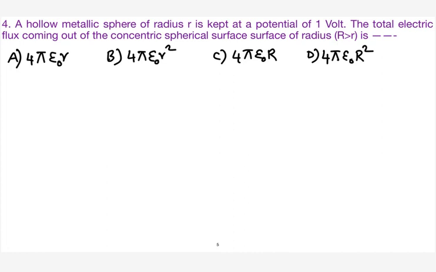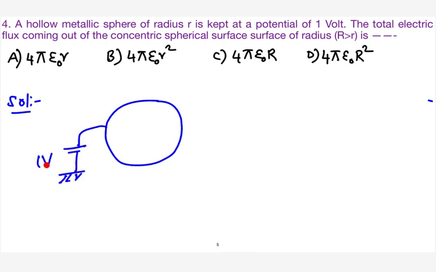This one, please try and tell me the answer. Read the question, everybody. There is a hollow metallic sphere of radius r kept at a potential of 1 volt. Then the total electric flux coming out of the concentric spherical surface of radius greater than r. You can see here, this is a hollow metallic sphere which has been given a voltage of 1 volt. What is the radius of this sphere? The radius of this sphere is given as r, right?